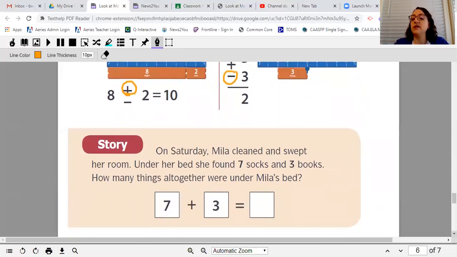Now we have a story. On Saturday, Mila cleaned and swept her room. Under her bed, she found 7 socks and 3 books. How many things altogether were under her bed? She had 7. 1, 2, 3, 4, 5, 6, 7. She added 3. 1, 2, 3. To get to 1, 2, 3, 4, 5, 6, 7, 8, 9, 10. So she had 10 things under her bed.